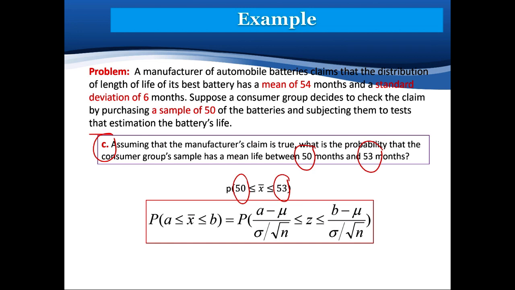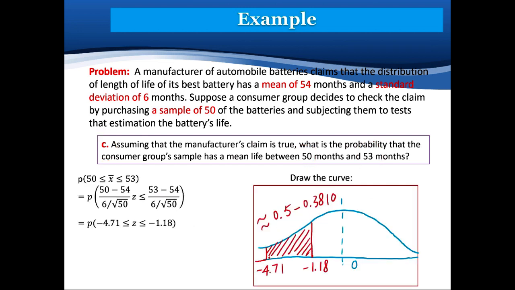Each side minus mu and divided by sigma divided by square root of n. So we can calculate the z-score. That is, mu is 54, sigma is 6, n is 50. So we can calculate the z-score. And after that, draw a curve and highlight the area. So it will be between negative 4.71 from here to negative 1.18.